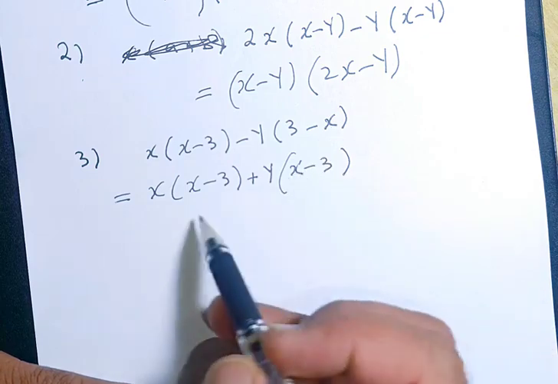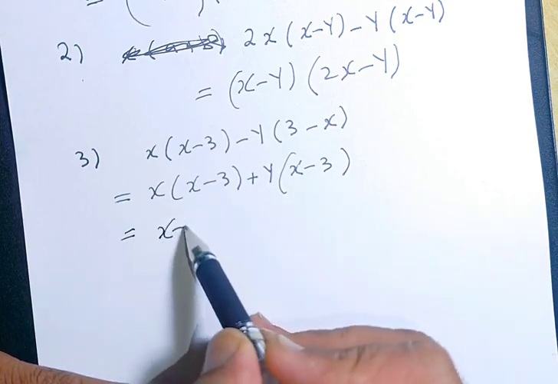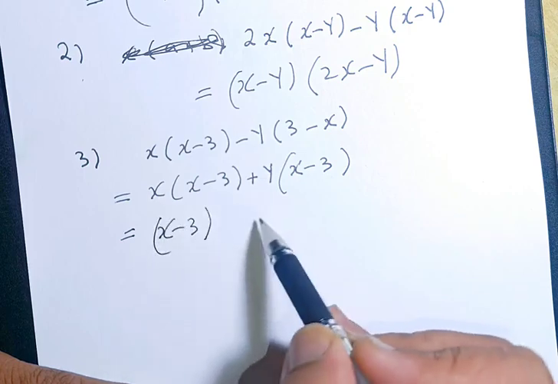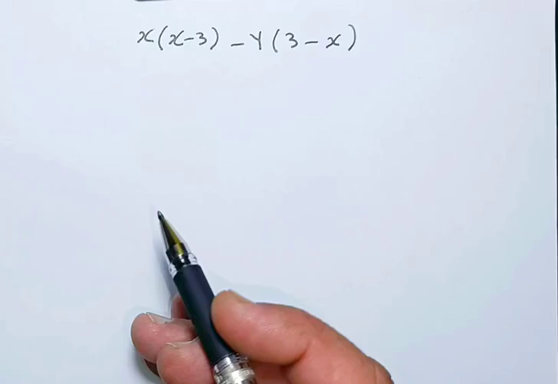Now I can factorize, and (x − 3) is a common bracket. So what is left inside now? x + y. This is my final answer.